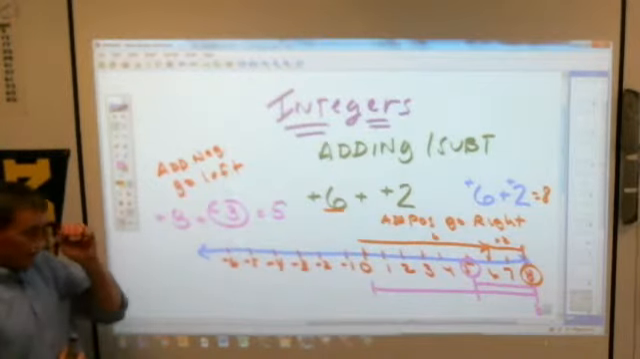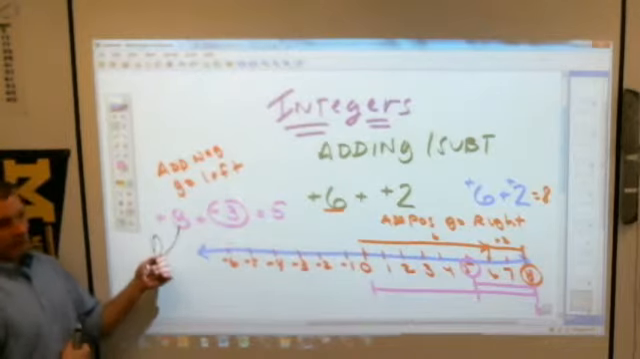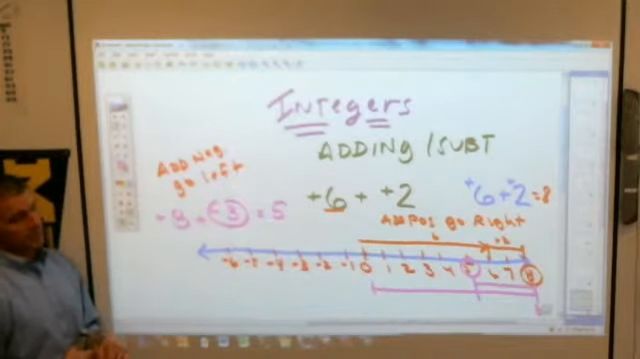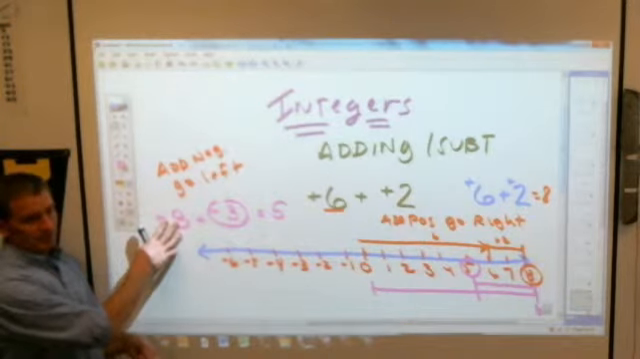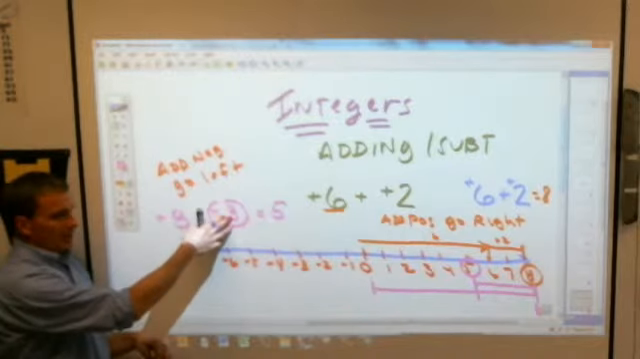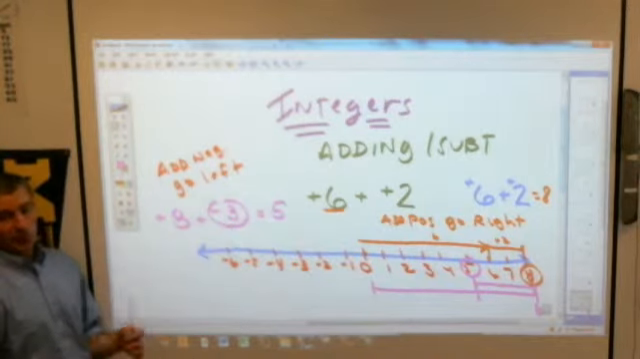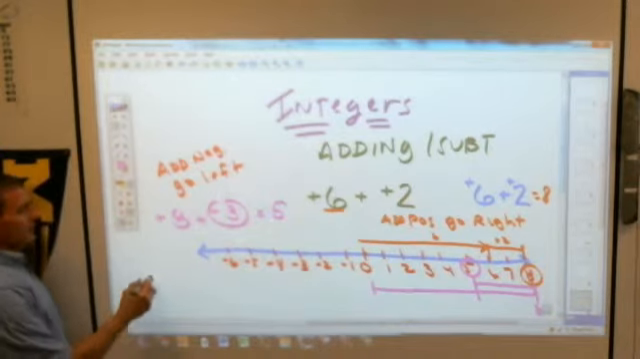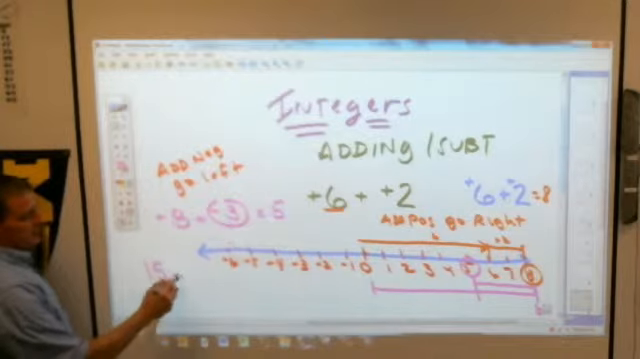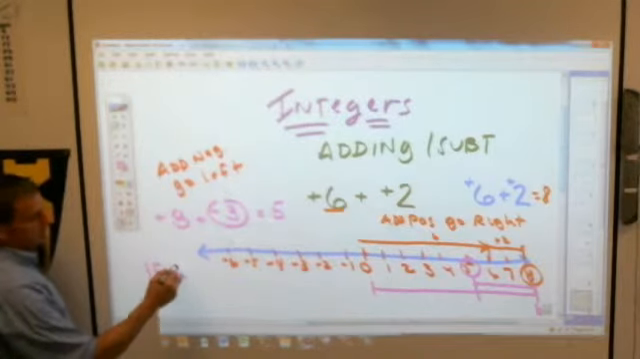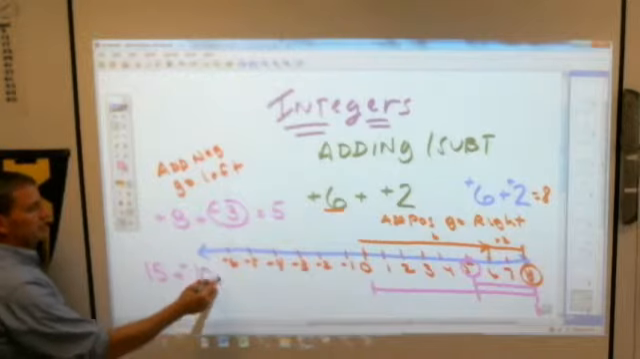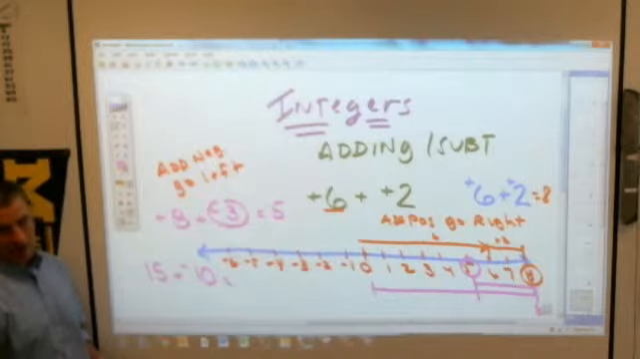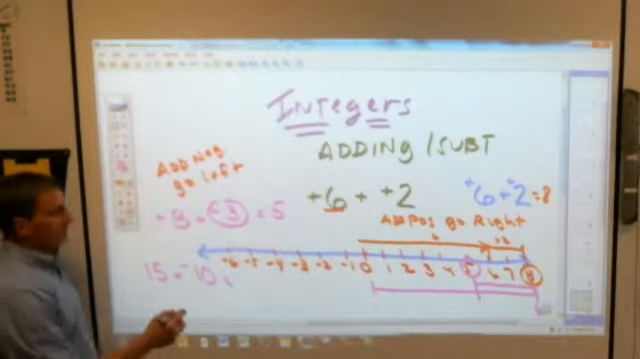I also like to think about it like this. Positive numbers are money that you have. Negative numbers are like money that you owe somebody. So if you have $8 and you owe somebody $3, you have to give them the money you owe, and what do you have left? $5. Or if you had $15 and you owe somebody, I don't know, $10, 15 plus a negative 10, you'd have to give them the $10 you owe them, and you're left with $5.